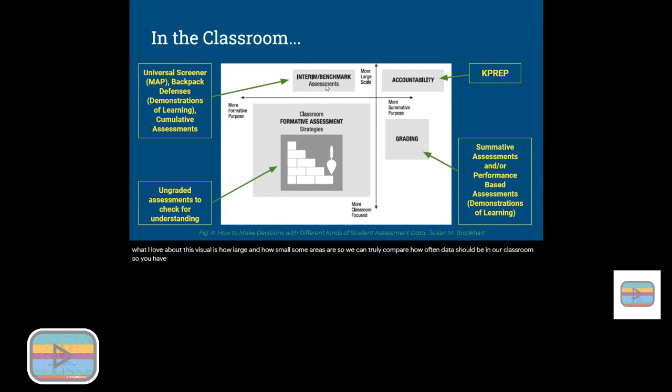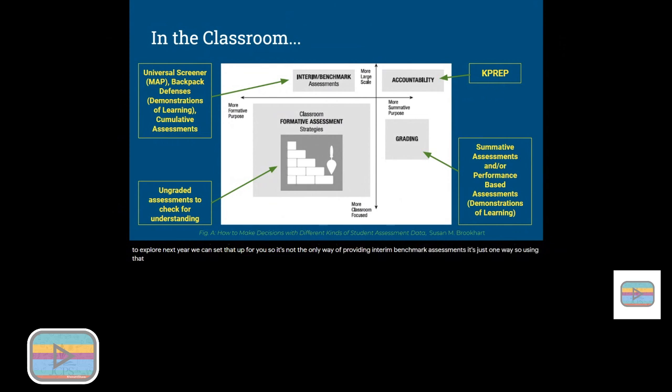So you have the interim benchmarks here. Think of this as the universal screener. You might use some backpack defenses in this way, which goes along with our demonstrations of learning. You might have some kind of cumulative assessment. In fact, if you remember, a couple of 3 weeks ago when we were doing a Study Island session, I mentioned that there were school-based benchmark assessments available. If that's something you need some kind of computer program to assess, because maybe that's something you want to explore next year, we can set that up for you. So it's not the only way of providing interim and benchmark assessments, it's just one way.